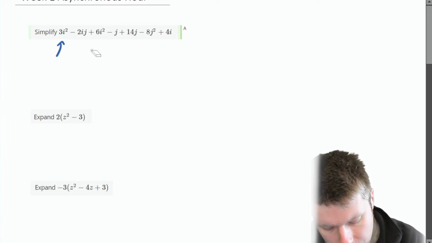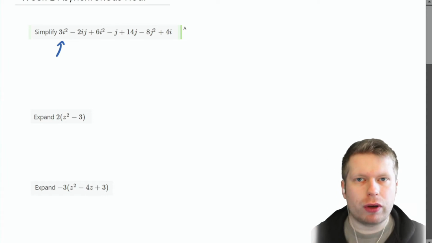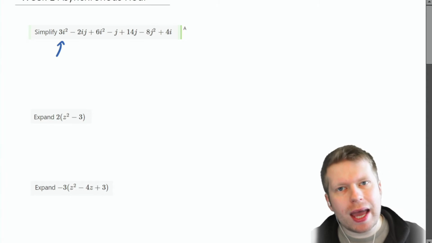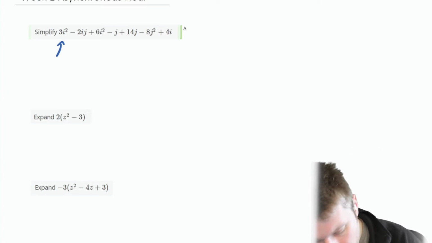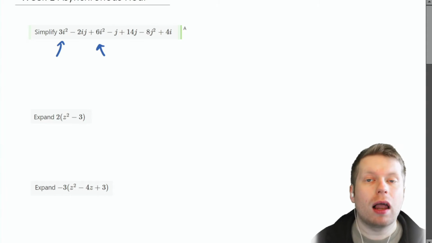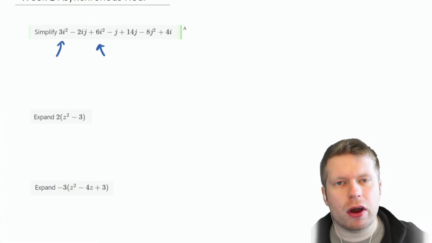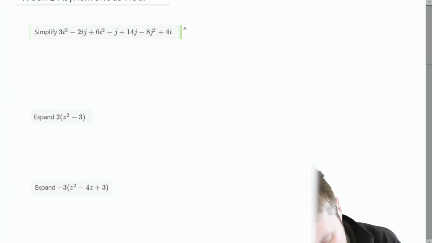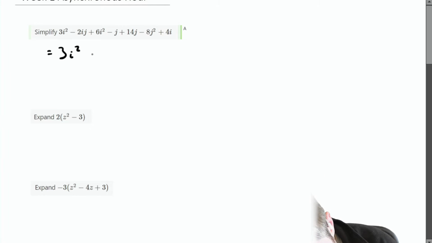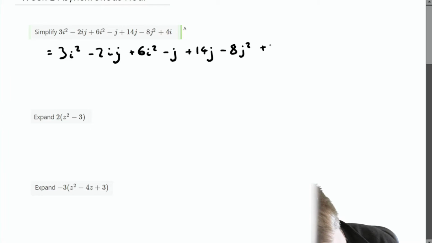In other words, a term which is alike to the 3i squared must have i squared in and only i squared. For example, 6i squared would be alike to it. Okay, I don't care about the coefficients, I don't care about the numbers, I just care about the variables that are involved. So actually, just to make it a little bit clearer, I'm going to write this question out again. So I have 3i squared minus 2ij plus 6i squared minus j plus 14j minus 8j squared plus 4i.